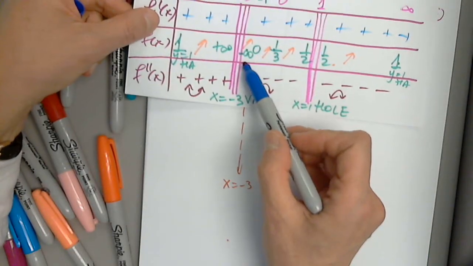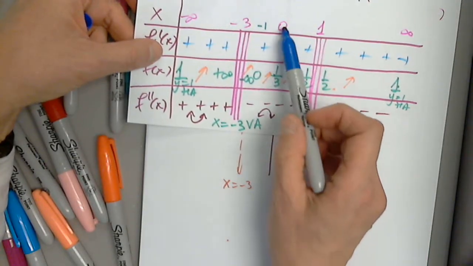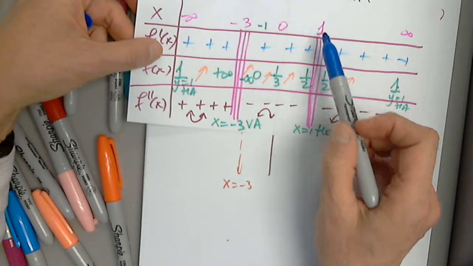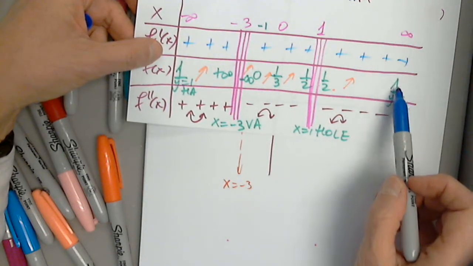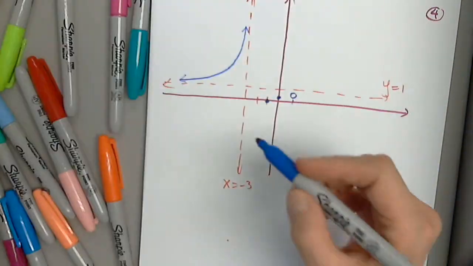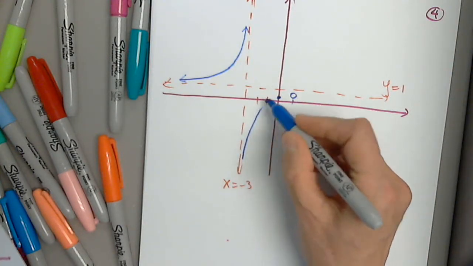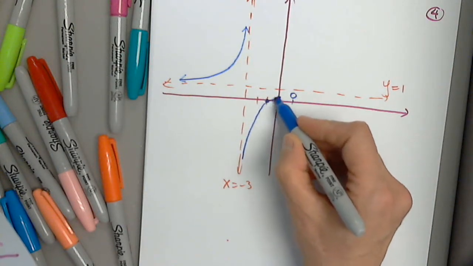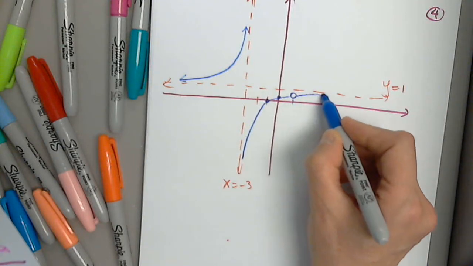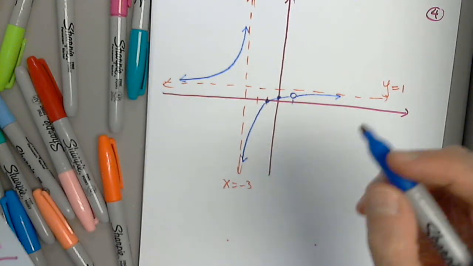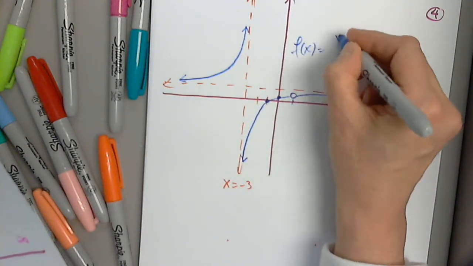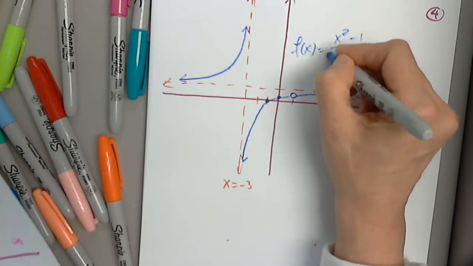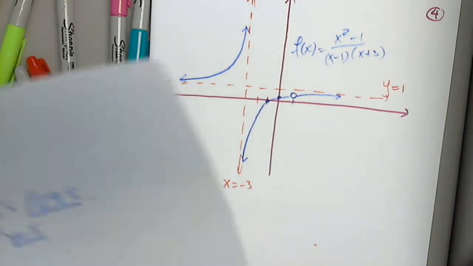From negative infinity, crossing the x-axis, crossing the y-axis, going through a hole, and approaching 1. This is the graph of x squared minus 1, x minus 1, x plus 3.